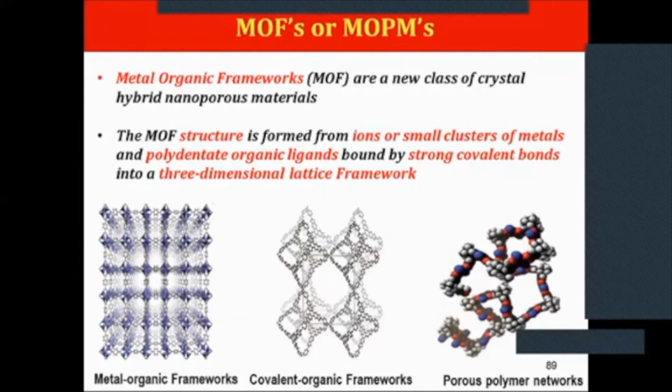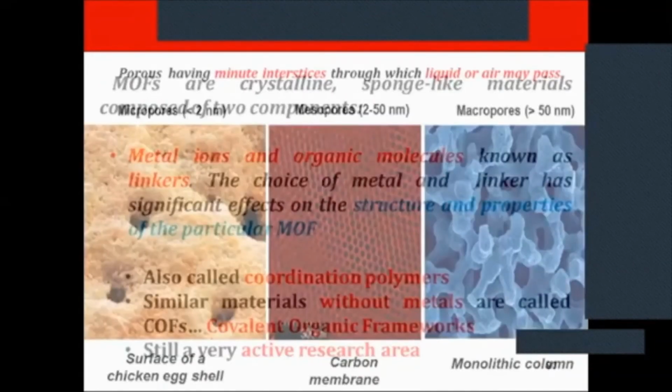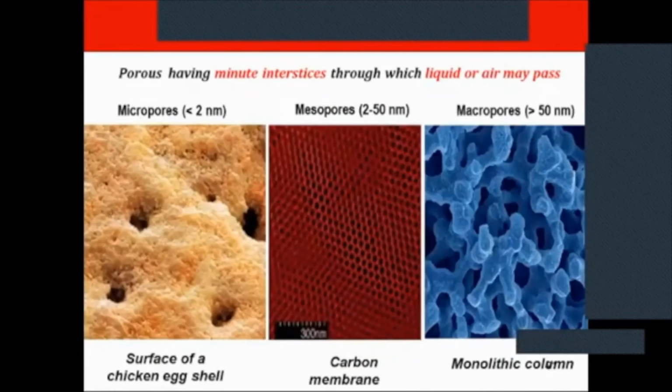So when you have metal and the organic linker, you call it metal organic frameworks. Without the metal, it is called covalent organic framework, and you have porous polymer networks. So what do you mean by pores? Porous means having minute interstices through which liquid or air may pass. You can see here, these are all the examples.